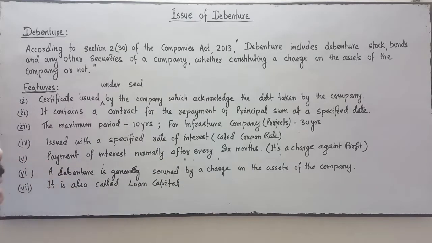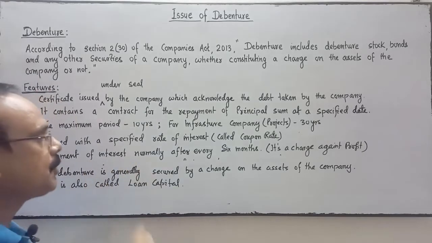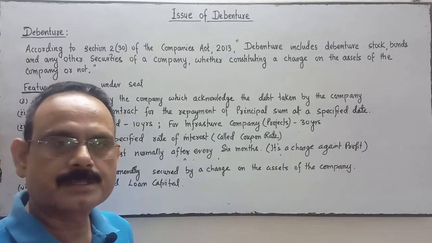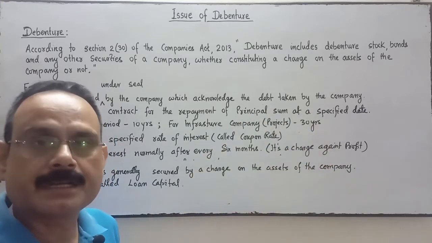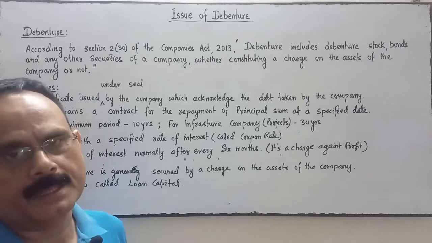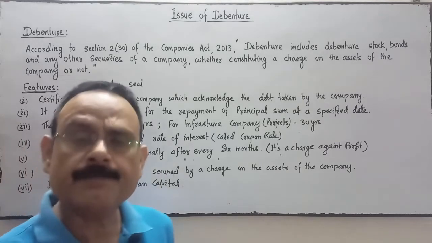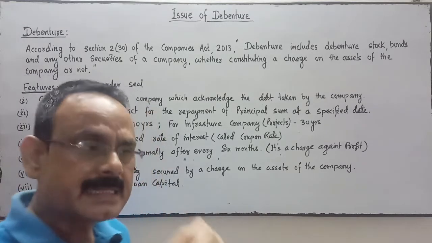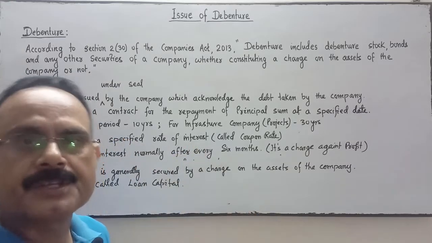Next is payment of interest. As we know, normally interest is paid every 6 months. In a 6-month interval, the company pays the interest on debenture. It is not mandatory; the company may pay interest annually, but generally it is paid every 6 months, meaning 2 times in one financial year.